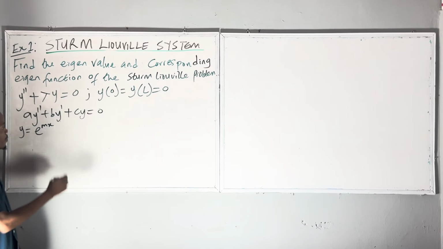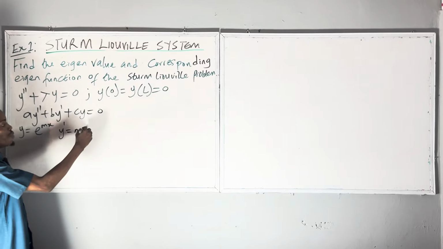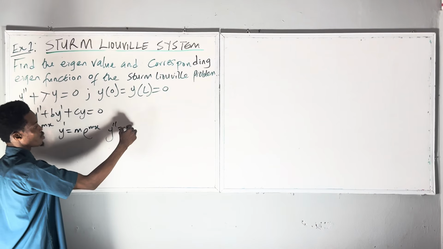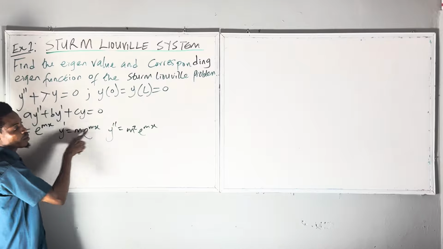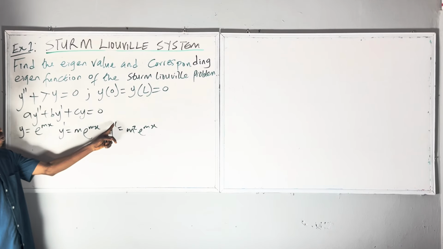If you remember, we assume the general form y equal to e to the mx. If we differentiate this with respect to x, we are going to have y prime equal to m multiplied by everything, m exponential mx. For y double prime, if we differentiate again with respect to x, we are going to have m times m, which gives m square exponential mx. So whenever we have y double prime, we put this in. What are we going to do next? We are going to consider this first.